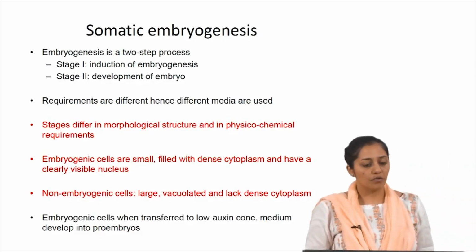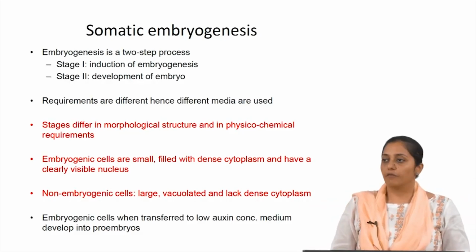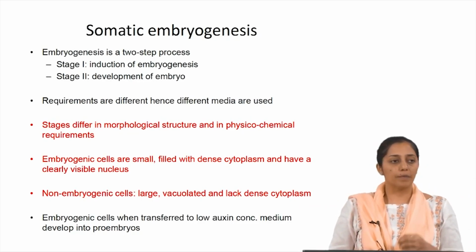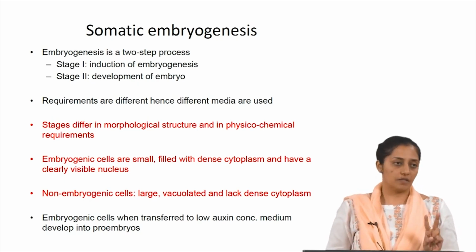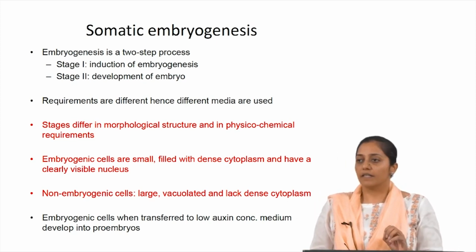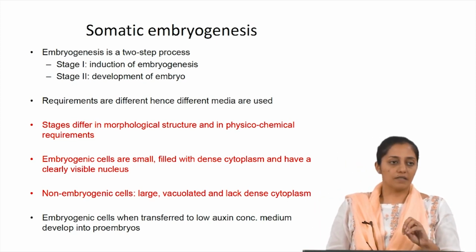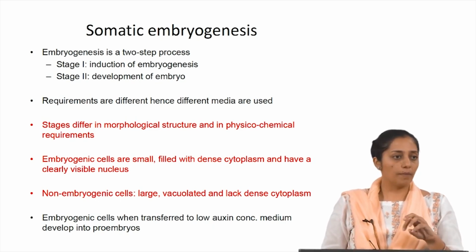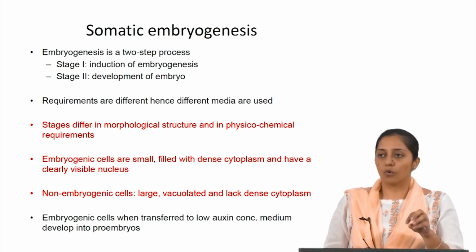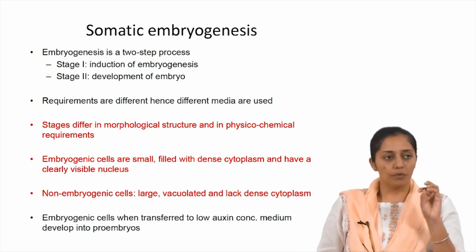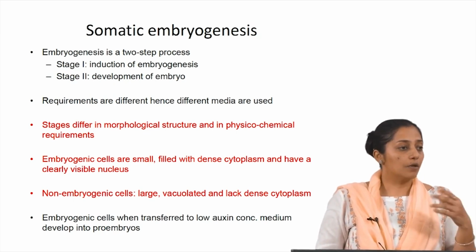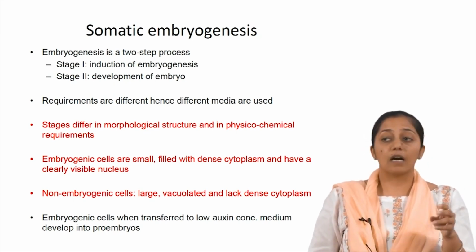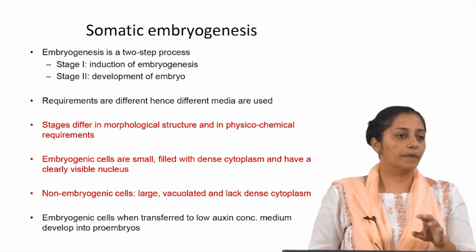Now in somatic embryogenesis, there are two stages. If you need to produce embryos from somatic cells, which is called somatic embryogenesis, there are two stages. Stage 1 is the induction of embryogenesis, where the cells which are meant to form embryos or are prone to become embryogenic in nature, you induce them to undergo that program, or the cells which are not determined to make embryos are determined through reprogramming to make embryos.